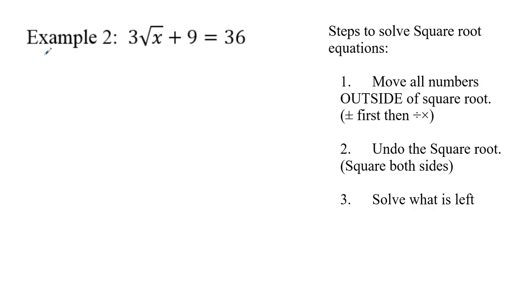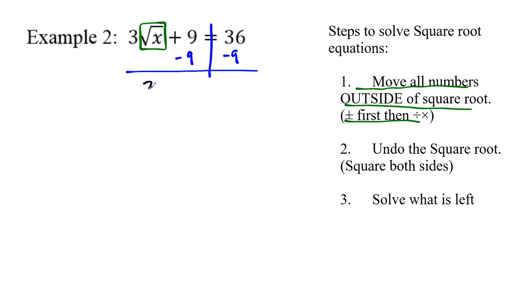Number 2. Same idea. I'll work this one out. Let's pause it. So again, we're trying to move everything away from the radical first. So we're going to box it in. We're going to basically isolate it, is what this is talking about right here, by getting everything away from the radical. So we're going to minus 9 over, since that's the opposite of addition. We now have 3 times the radical x equals 27.